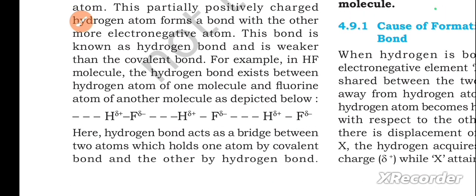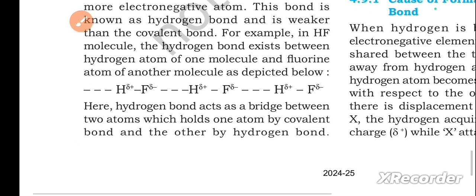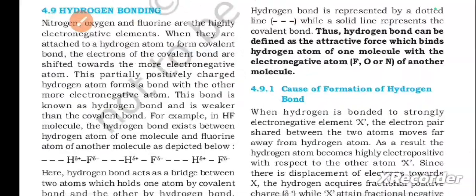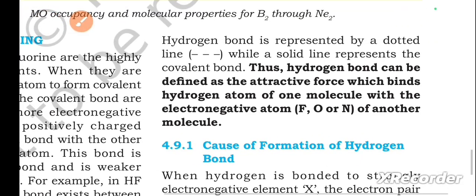For example, in HF molecule, the hydrogen bond exists between hydrogen atom of one molecule and fluorine atom of another molecule as depicted below. This is the one. Here, hydrogen bond acts as a bridge between two atoms which holds one atom by covalent bond and the other by hydrogen bond. Hydrogen bond is represented by a dotted line, while a solid line represents the covalent bond. Thus, hydrogen bond can be defined as an attractive force which binds hydrogen atom of one molecule with the electronegative atom of another molecule.